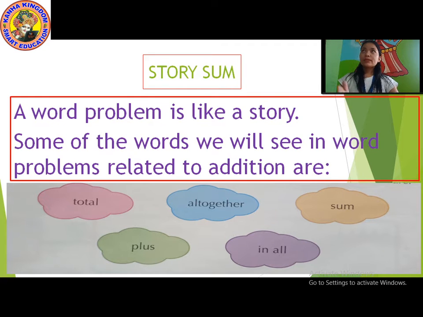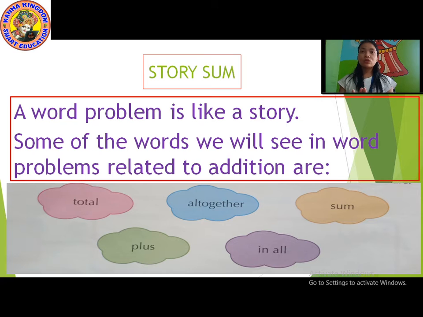Like, sometimes they may tell you there were 17 elephants, there were 15 elephants, there were 11 birds, and at last they will ask you to find out the total number of animals found there. So at that time you have to find out the total number of animals that were there.